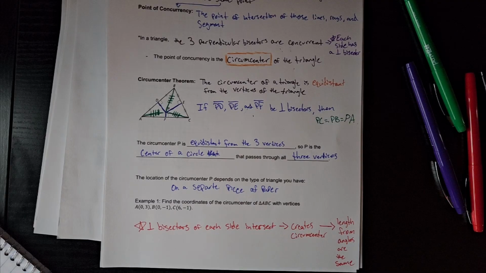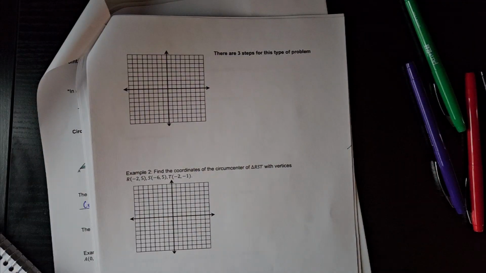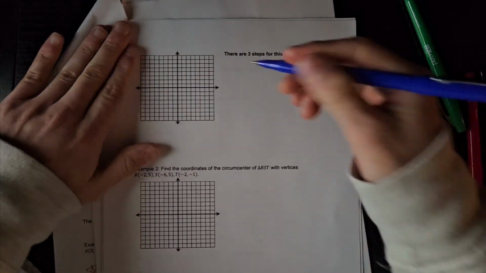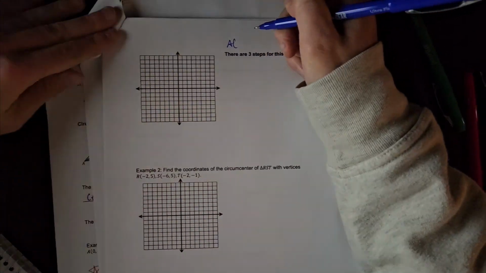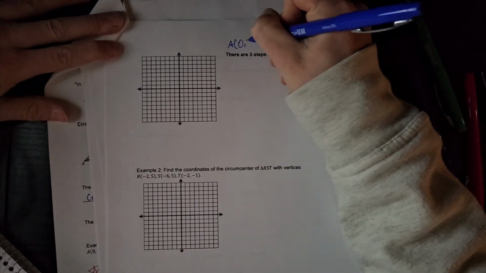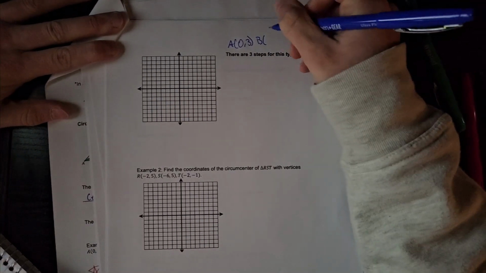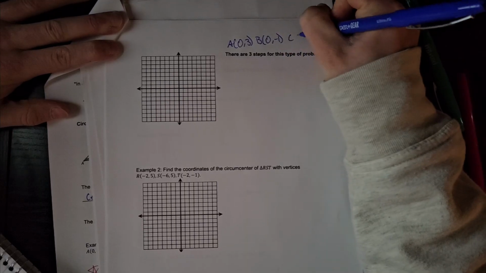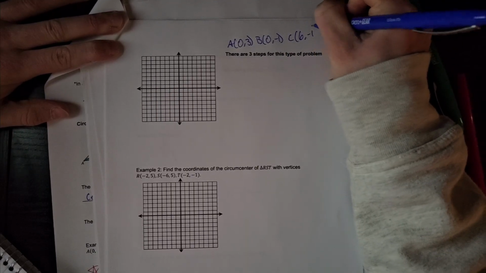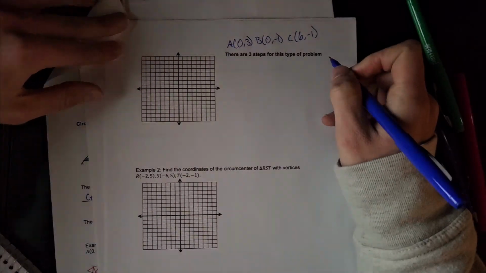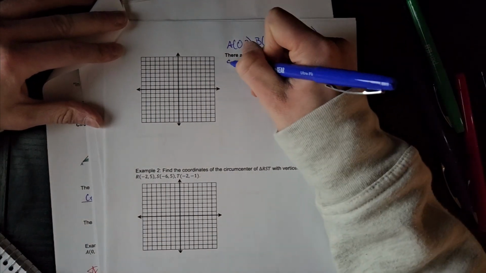Like with example 1. I did not get to put this on the nice page. But we're going to find the coordinates of the circumcenter of triangle ABC. I have my notes right beside me. We're going to find the circumcenter of the triangle with the coordinates of A being 0, 3, B being 0, -1, and C being 6, -1. I'm going to plot it on my graph. There are three steps for this problem. Step 1.